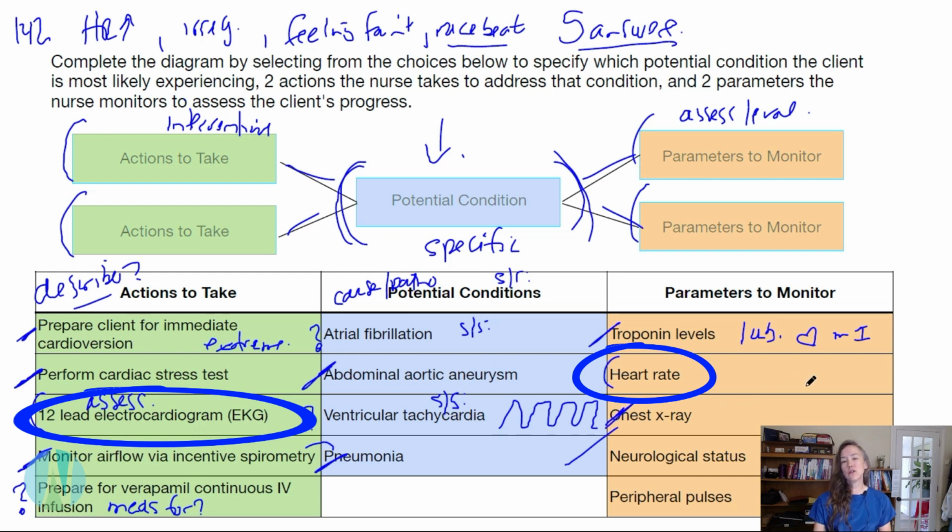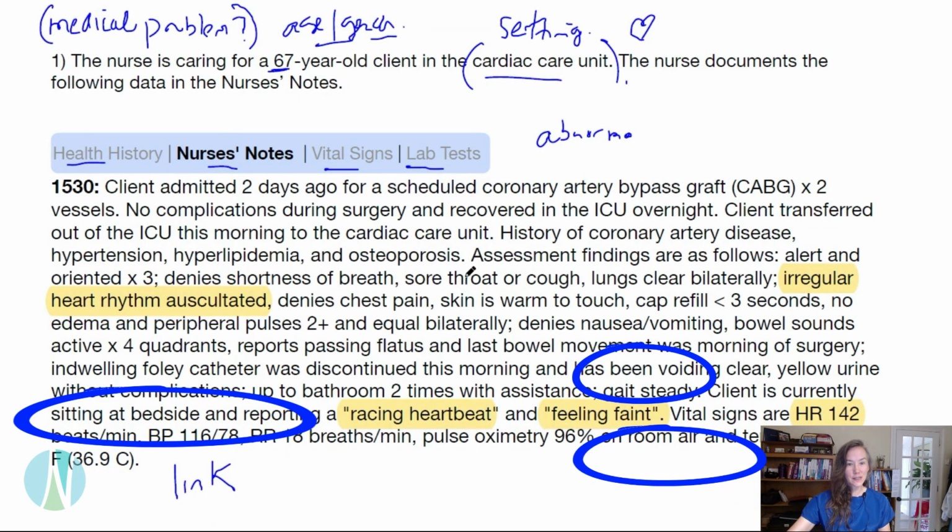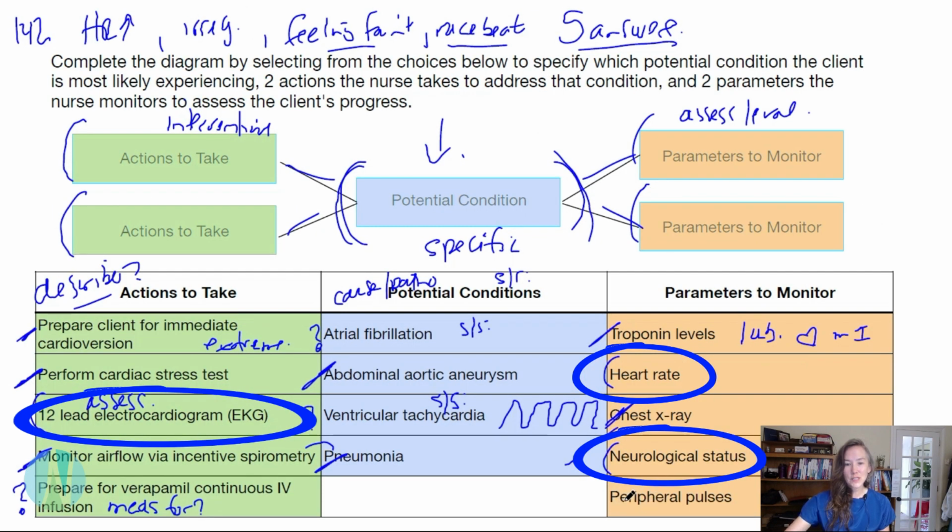Neurological status. Okay, so let's see, is that a good answer? What does neurostatus tell you? It tells you if they're getting enough oxygen and blood. And remember, they said they were feeling faint. So to me, that's a really safe answer. I'm going to keep that one. Now, peripheral pulses, so those pulses in the feet, do we need that answer? Were they having an issue with their circulation in their feet? Actually, let's go back to the notes here about the pulses. It says the peripheral pulses are 2+ and equal bilaterally. It was totally normal. Why am I going to pick something that's totally normal? So just get rid of that one.